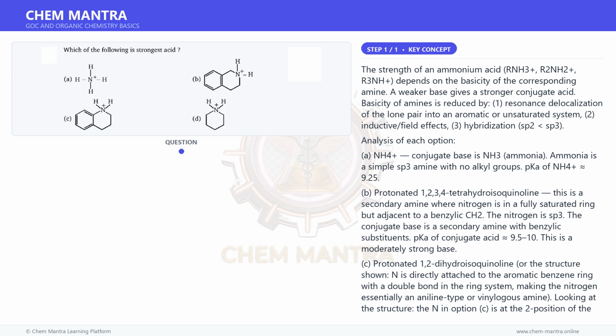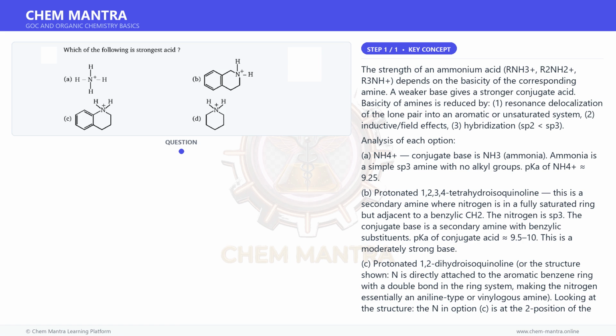B. Protonated 1,2,3,4-tetrahydroisoquinoline. This is a secondary amine where nitrogen is in a fully saturated ring but adjacent to a benzylic CH2. The nitrogen is sp3. The conjugate base is a secondary amine with benzylic substituents. pKa of conjugate acid is 9.5 to 10. This is a moderately strong base.